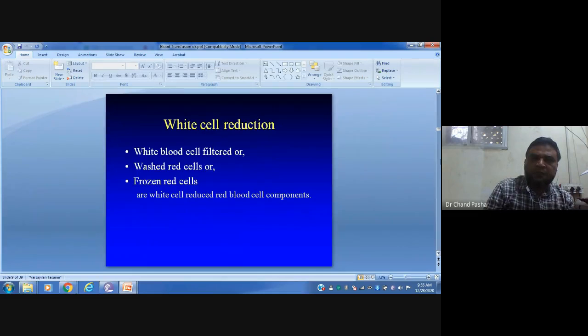And whenever there is an infection, any bacterial or viral infection, generally white blood cells are very much required. These collected and filtered white blood cells, WBCs, are injected into the patients.